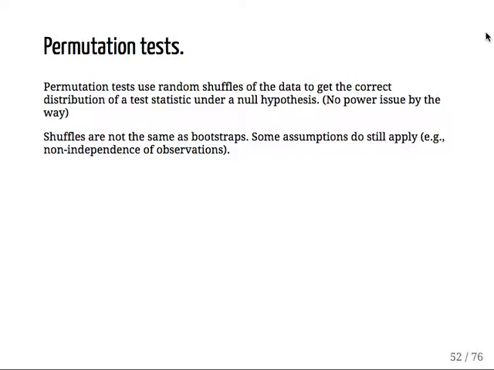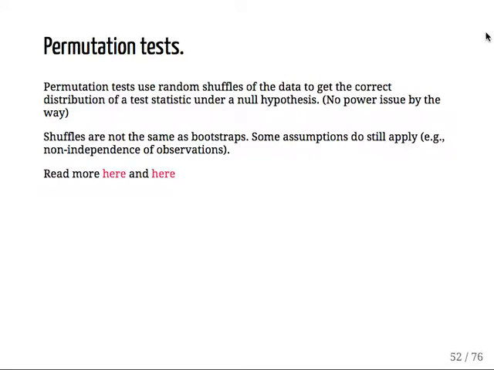So shuffles are not the same as bootstraps. There's a difference. With the bootstrap, we sample from a distribution and we put things back. And some assumptions still do apply. For this permutation test, imagine if we didn't have independent observations, like all the kids or all the participants come from the same school or same university. That's creating hidden confounding, and permutation tests will not solve that for you.